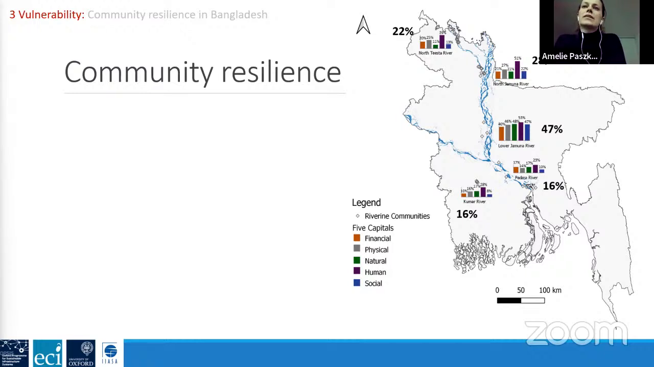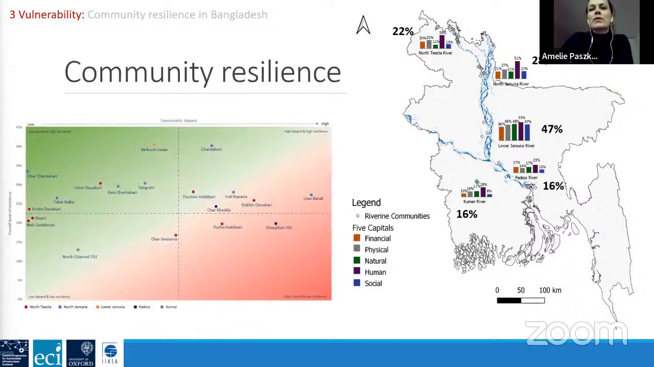What's alarming to see here is that in the southern communities along the Kumar River and the Padma River, both of those are averaging at 16%, which is the lowest grade that you can have, and that's an average, so that's quite alarming.